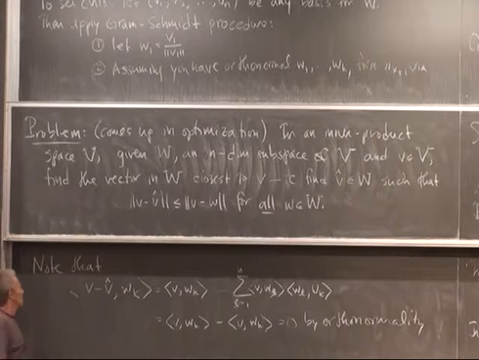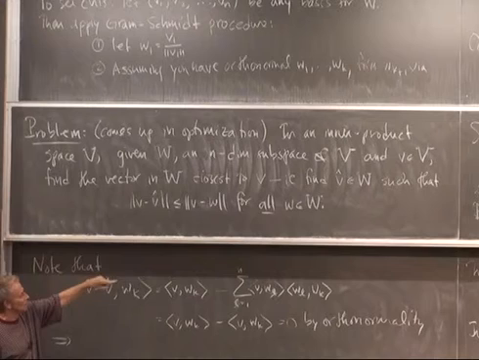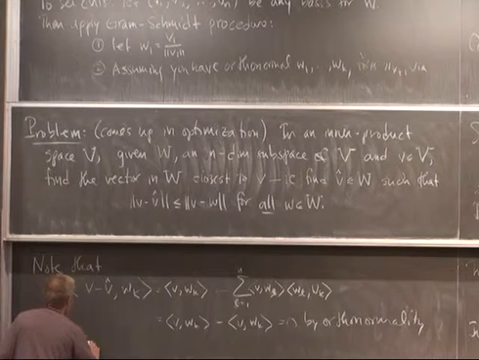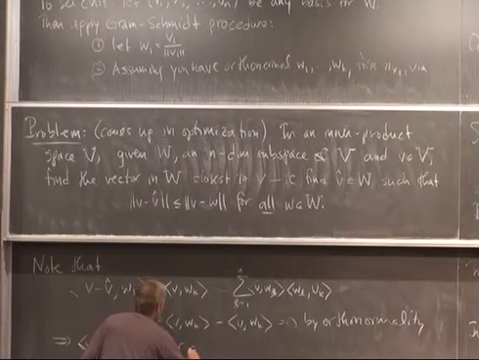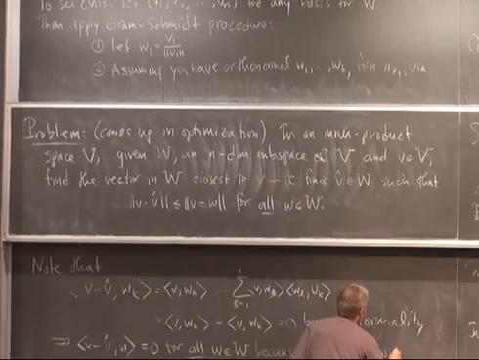So what this says is that the difference between V and this optimal solution, V hat, is perpendicular to every W in the little set W_1 through W_n. But because that's a basis for capital W, this difference has to be perpendicular to every W in the subspace W. So the inner product of V minus V hat with W is 0 for all W in capital W, because W_1 through W_n is a basis for W.